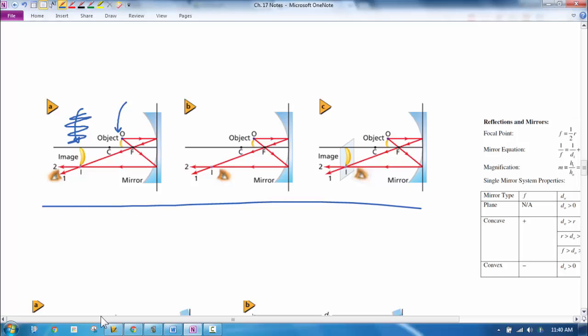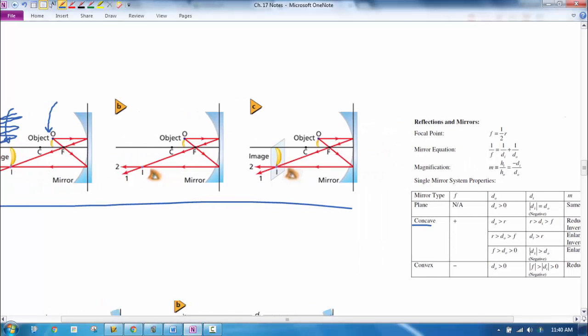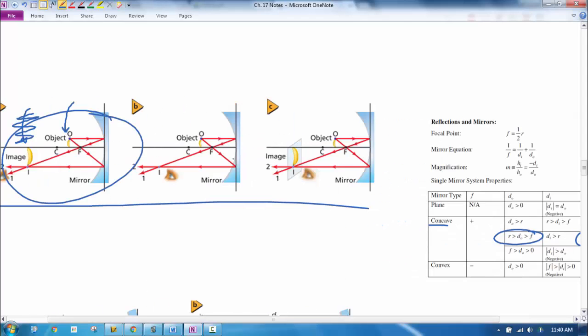And once again, I don't have all that memorized, but what I do is I just use this table over here. So we're dealing with concave mirrors, and we're putting the object in between the radius of curvature and the focal length. So that would be this one here. The distance of the object is in between the radius of curvature and the focal length. You're going to get an enlarged inverted image, and it's going to be a real image, as you can tell from this picture right here.